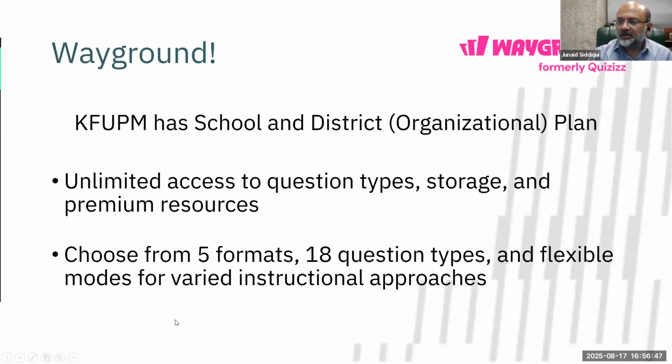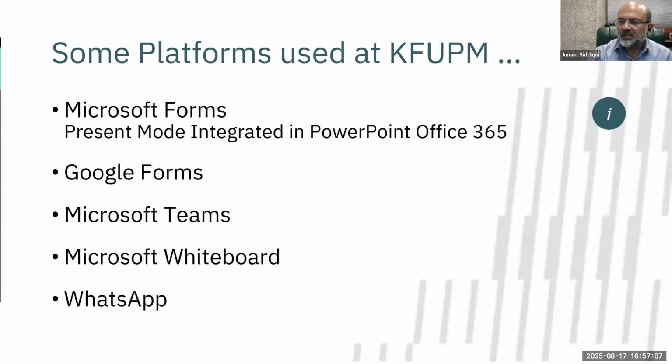And finally, Wayground. It just allows things to become unlimited. So, any restrictions, they are not there anymore. Because we have the organization plan, although we don't have a large number of licenses, the plan is the maximum that we can get. So this is just a walkthrough of what we can get.